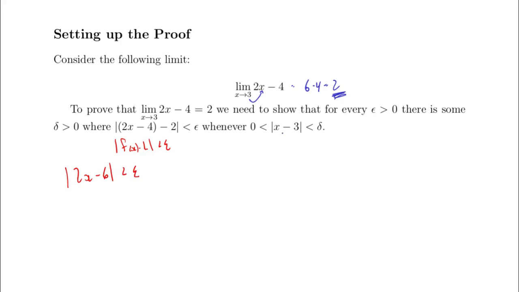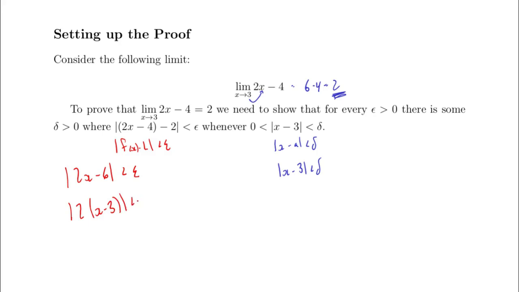And what we want to do is connect this to the x minus a inequality, the x minus 3 inequality less than delta. You should notice that there's a connection here. 2x minus 6 and x minus 3 are related to each other. One of them is just a scaled version of the other. So what we can do is say 2x minus 6 is really 2 times, oops, I need a parenthesis there first, 2 times (x minus 3).